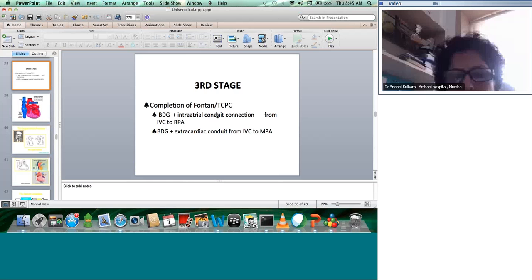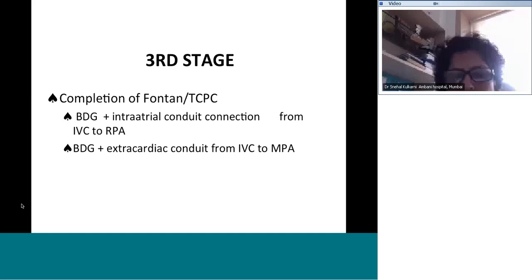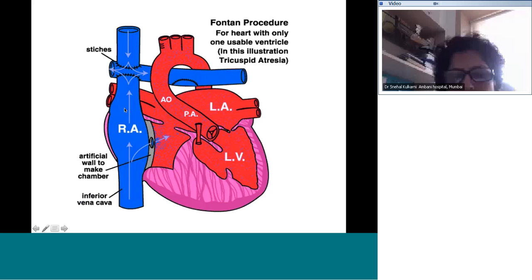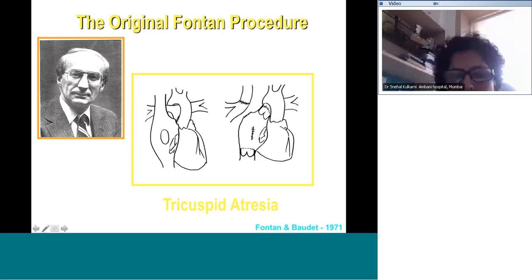Now, just quickly go into a completion Fontan, a third stage or last stage. We have different kinds of Fontan completions which are routinely done nowadays. Either it's an intra-atrial connection or a lateral tunnel Fontan, or a completion Fontan with an extracardiac conduit from the right IVC to the main pulmonary artery. And this is a lateral tunnel Fontan in patients with tricuspid atresia.